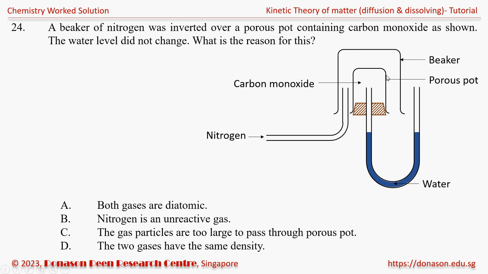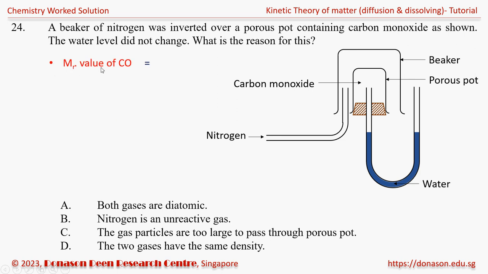But the question says, when we use carbon monoxide and nitrogen, the water levels did not change. For that to happen, the net rate of diffusion between carbon monoxide diffusing out and nitrogen gas going in must have been 0, or the rate of diffusion of the carbon monoxide out of the porous pot must be equal to the rate of diffusion of nitrogen into the porous pot. So hence there would have been dynamic equilibrium and the pressure inside here should have been constant, and that's the only situation under which the water level will not change.